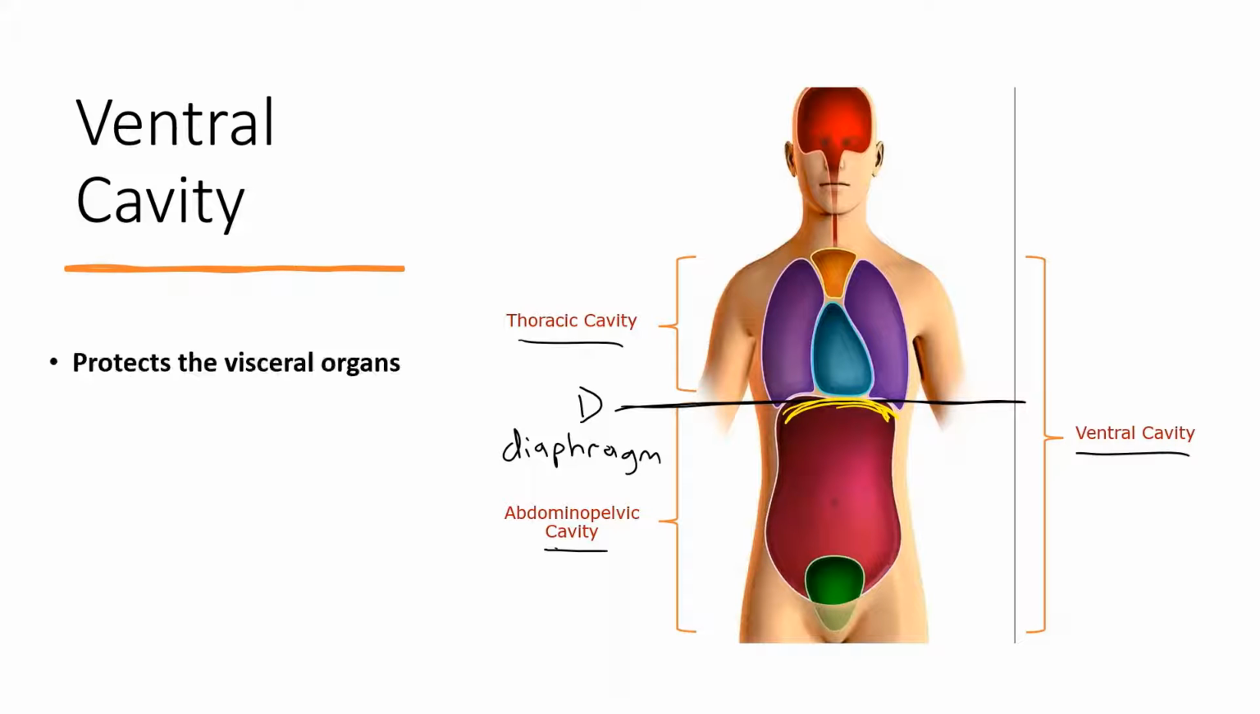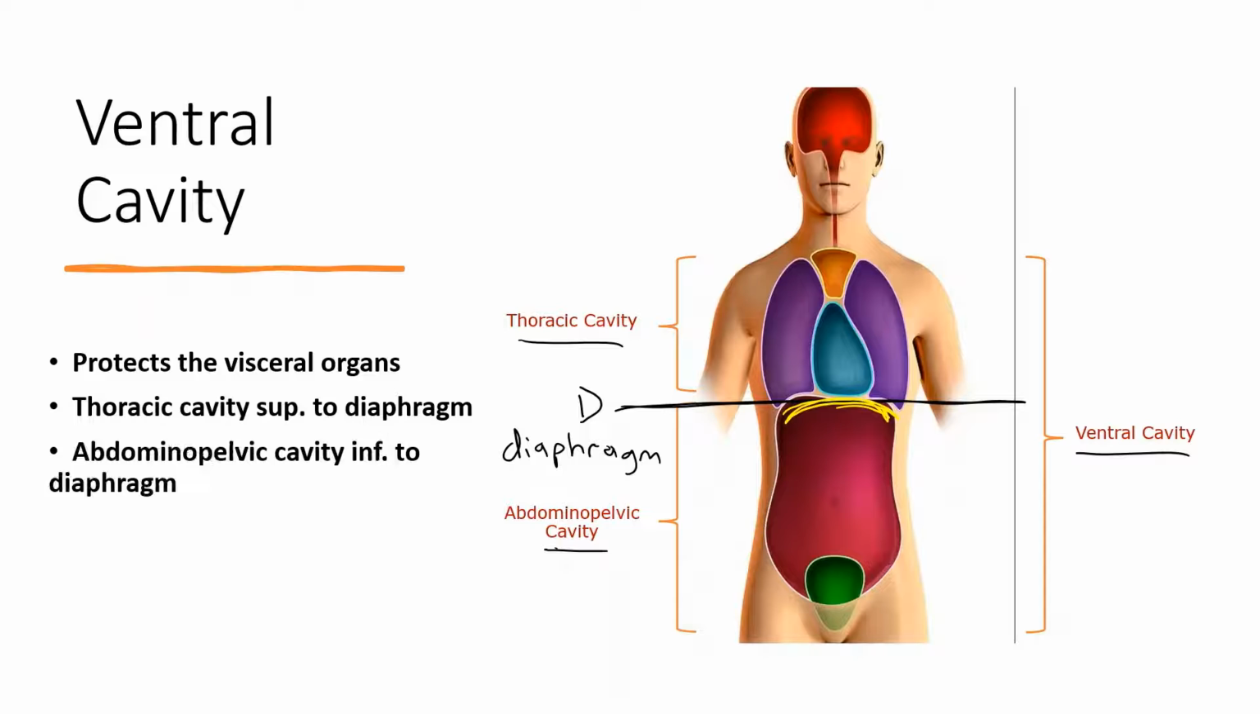Well, let's continue further. It's going to protect not the brain or spinal cord. That's what the dorsal cavity does. This is going to protect the visceral organs, like your heart and your lungs and your intestines and so forth. Thoracic cavity is superior to the diaphragm, right? It's above, on top of the diaphragm. The abdominopelvic cavity is inferior to the diaphragm.